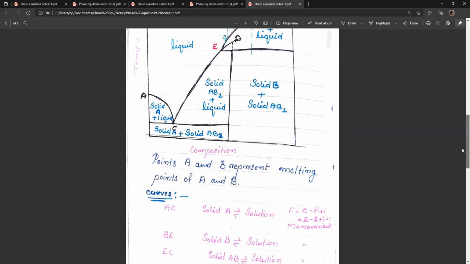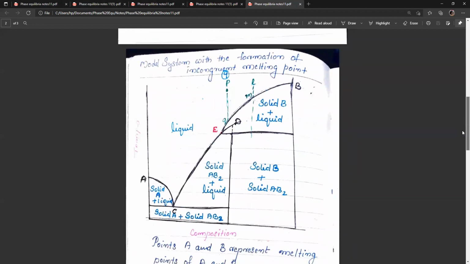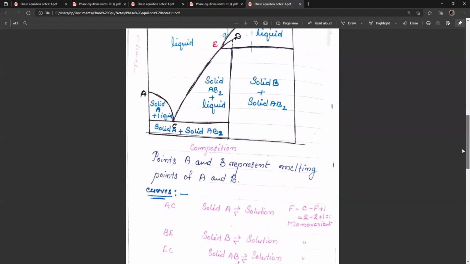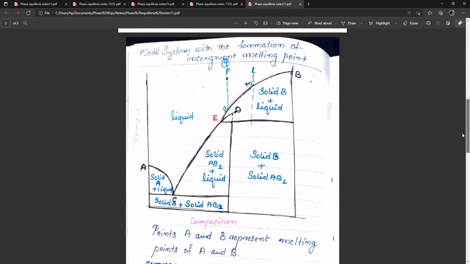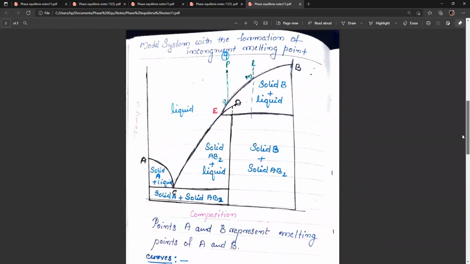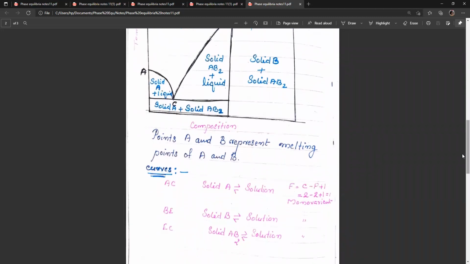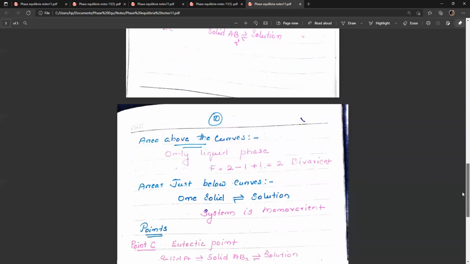And then the next curve is BE, which is the depression in freezing point of B on adding A to B, and the phases in equilibrium are solid B in equilibrium with the solution. The system is monovariant along the curves. Then along EC, at point C, the new solid phase AB2 begins to separate. So along EC, the phases in equilibrium are solid AB2 in equilibrium with the solution. These are three curves, and the system is monovariant along these curves.